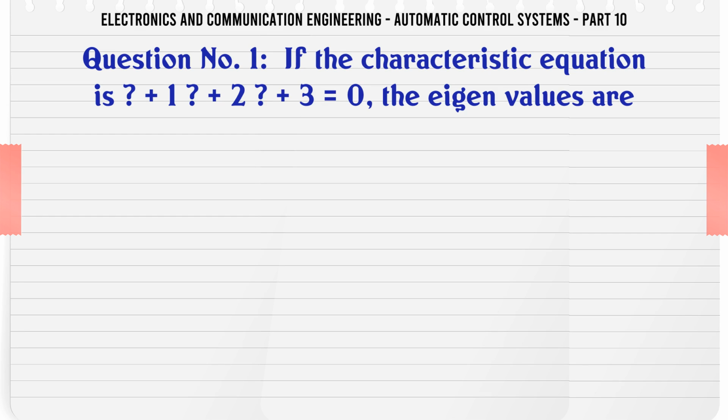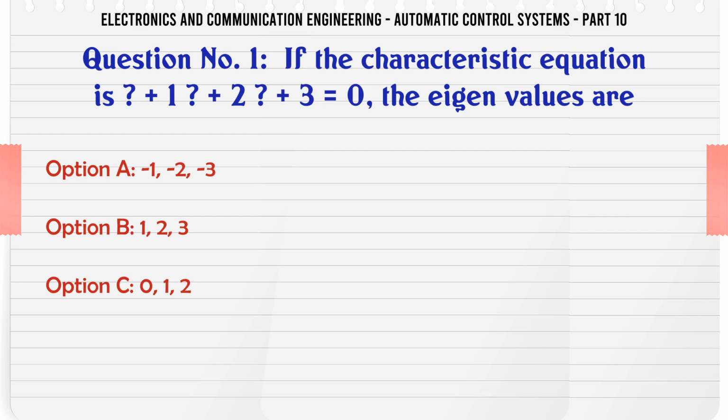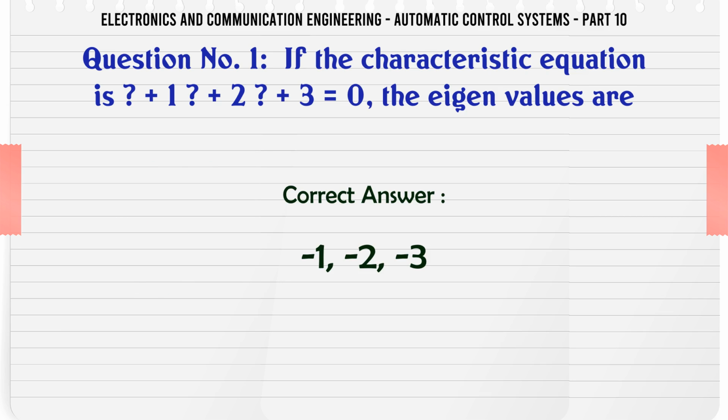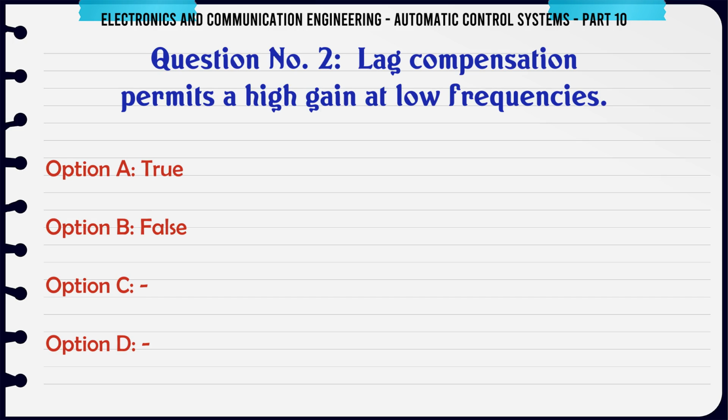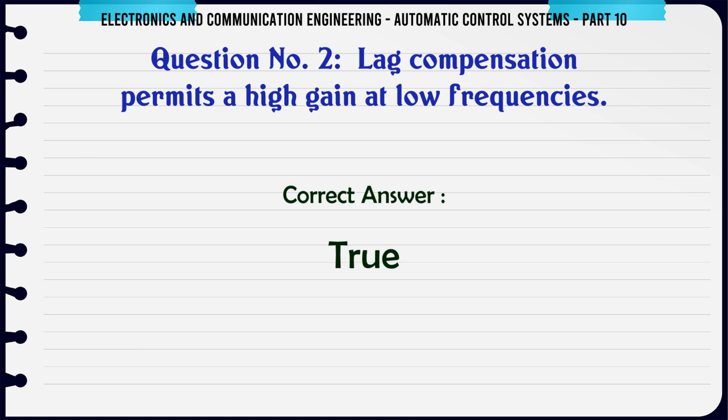If the characteristic equation is 1, 2, 3, 0, the eigenvalues are A 1, 2, 3, B 1, 2, 3, C 0, 1, 2, D 0, 2, 3. The correct answer is 1, 2, 3. Lag compensation permits a high gain at low frequencies. A true, B false. The correct answer is true.